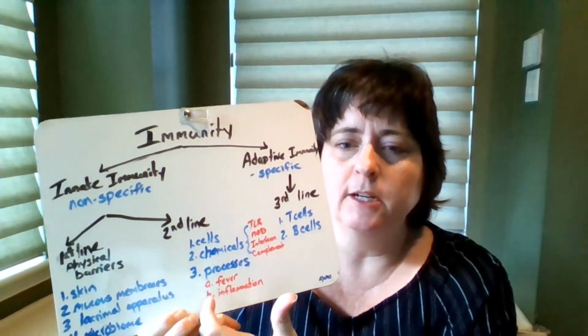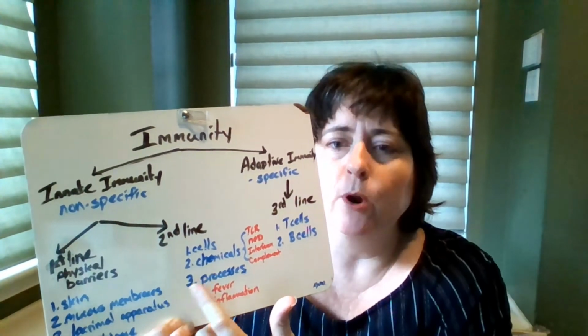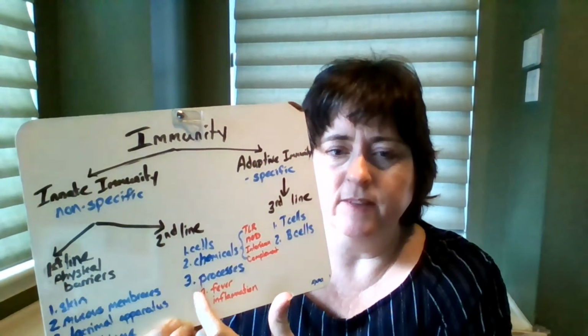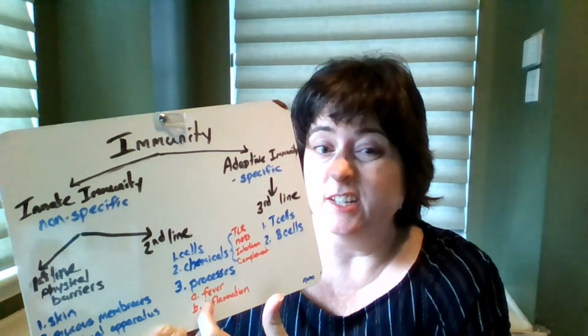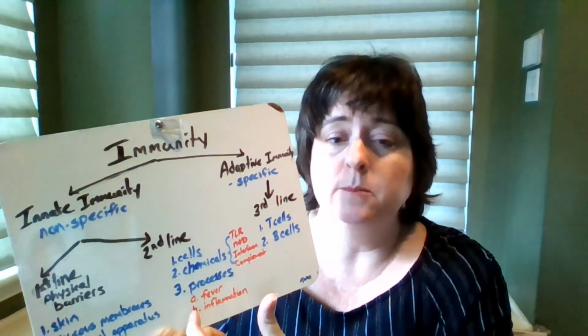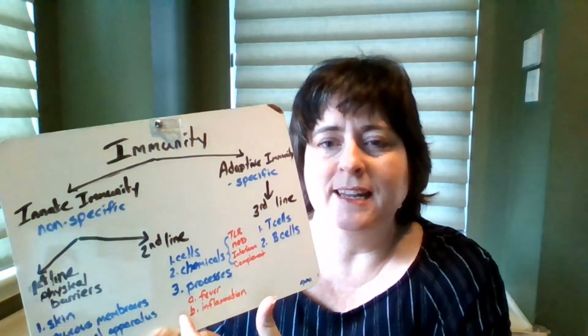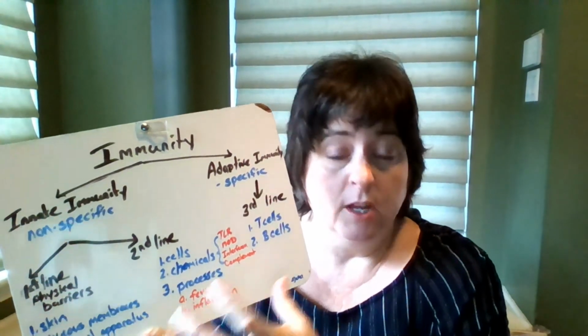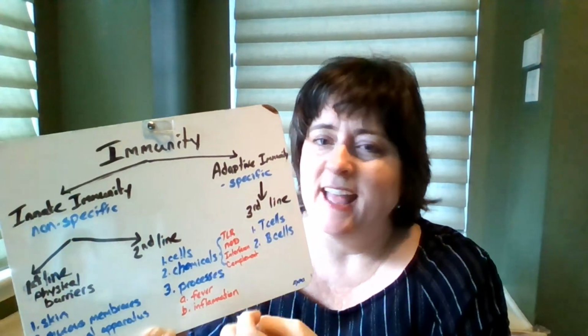And the last few things I want to cover in this chapter are some processes that are involved in the second line of defense: fever and inflammation. Both of these are words you know, conditions you've had some experience going through. So let's see what's happening at the cellular level for fever and inflammation, and how that is protecting us in our innate immune response to any non-specific foreign invader.